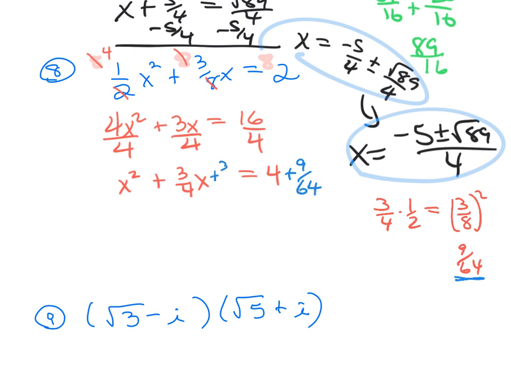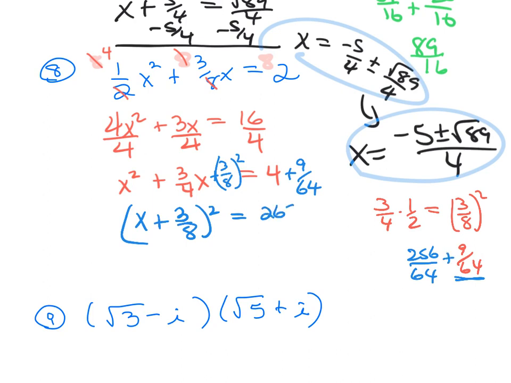Over here I'll show 3/8 squared just to help me factor. So this becomes x plus 3/8 squared. Over here I have to find a common denominator. It's going to be 256 over 64. And then I'll add these and I get 265 over 64.